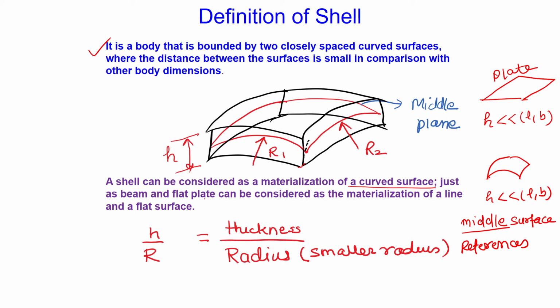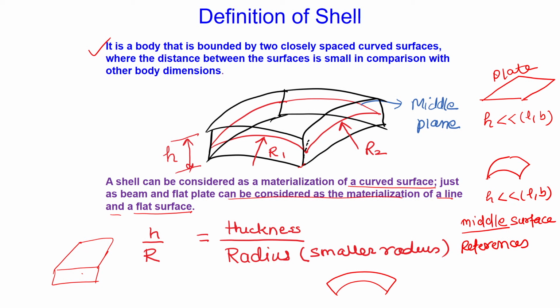Like beam and plate can be considered as a materialization of a line and a flat surface. For example, in designing, by extrusion or revolution, basically for plate and shell, there is a flat surface and then you can extrude it in the third direction. But for the case of a shell, there should be some curvature and then you extrude it, it will give you a finite element or a shell panel kind of thing.